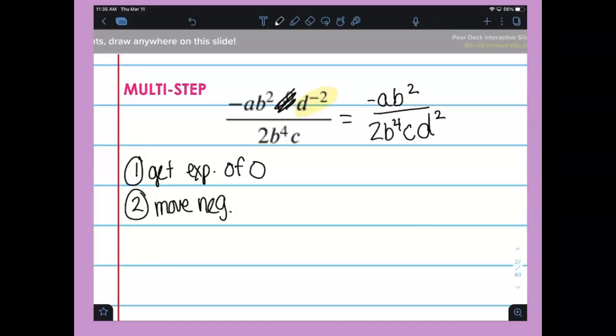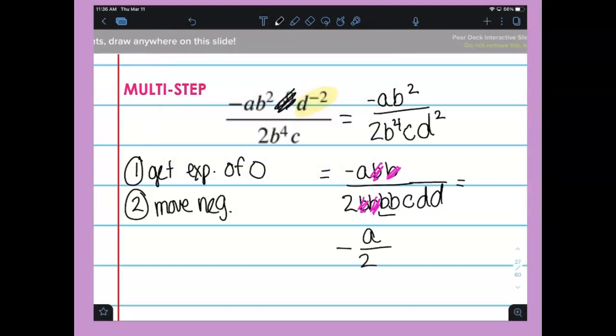Now I can expand everything and cross out if I need to. If they're both in the numerator, we put them together. If they're over top of each other, we cross them out. So this would be negative a, b, b, and then 2, and 4 b's down here, 1 c, and 2 d's. This crosses out with this one, and this crosses out with this one. What I have left is negative a over, and then I have 2 b's in the denominator, so b squared, c times d squared. And a lot of times if it's a negative, we move the negative out front.